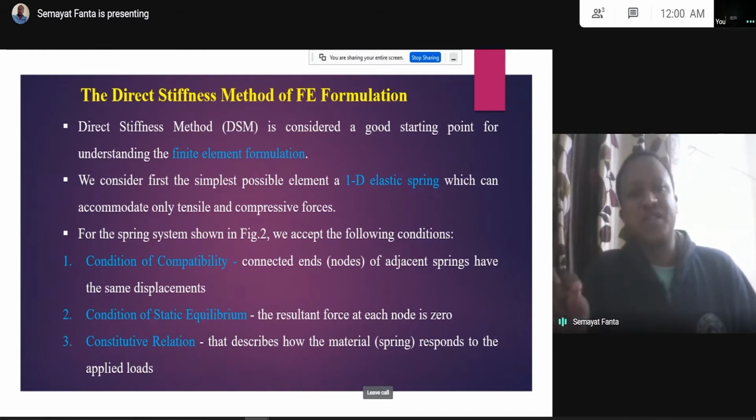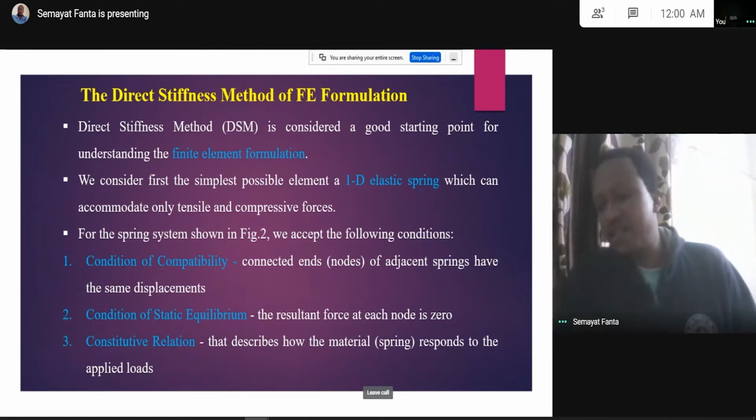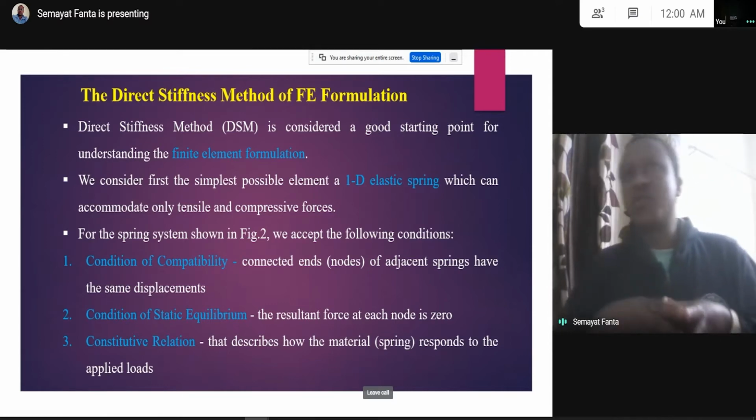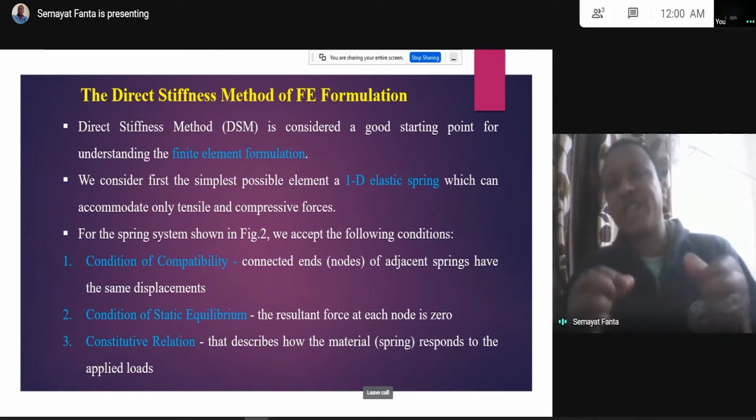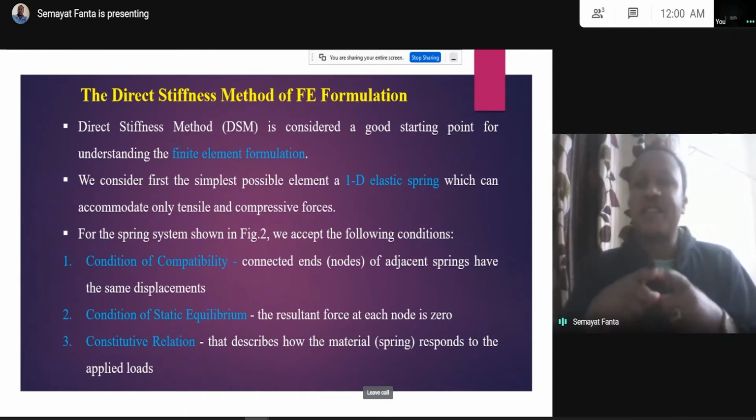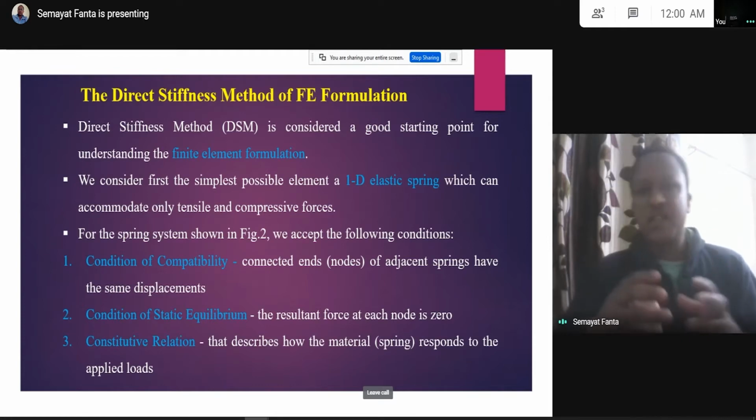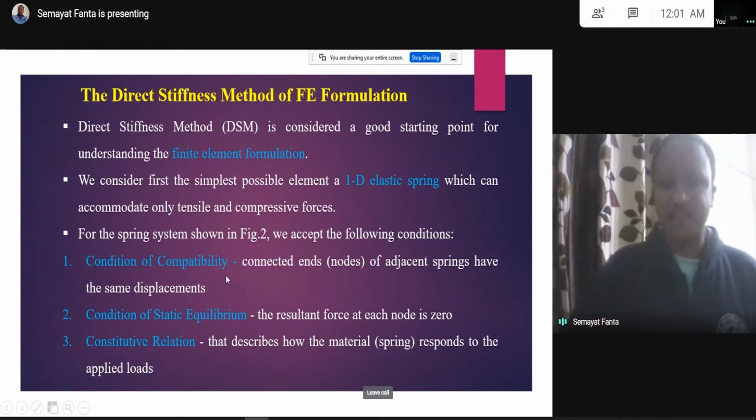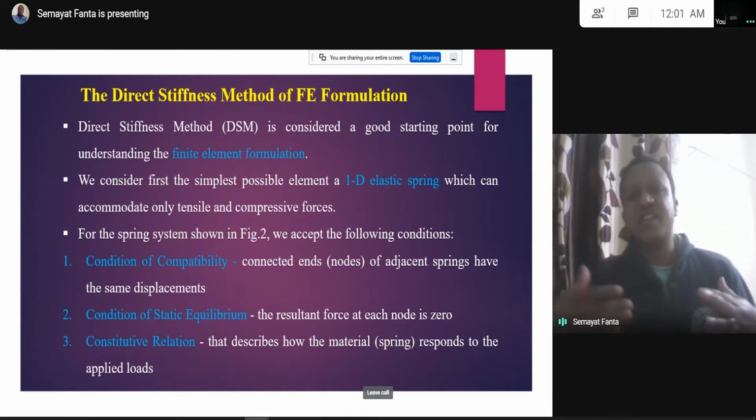We consider first the simplest element, one elastic spring. Actually, most bar elements or structural bar elements are considered as an elastic material. So we can model them as an elastic spring with stiffness K. So let's consider the 1D elastic spring, which can accommodate only tensile and compressive forces. That means this is the axially loaded member.